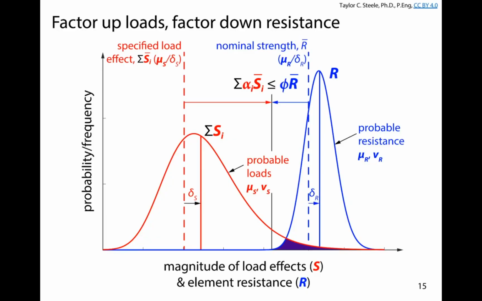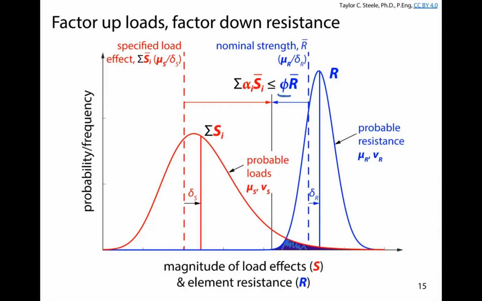And our goal here is to make sure that when we increase our estimates of load and reduce our estimates of resistance, this is what we're going to check. We're going to check that our reduced resistance is bigger than our increased loads. And we're going to do that in such a way that we get the target reliability index. Okay, so when we factor up the loads and reduce the resistance, we should have, when we subtract those 2 random variables, a reliability index that indicates the probability of failure is going to be an acceptable value. Okay, that's basically what's going on here.